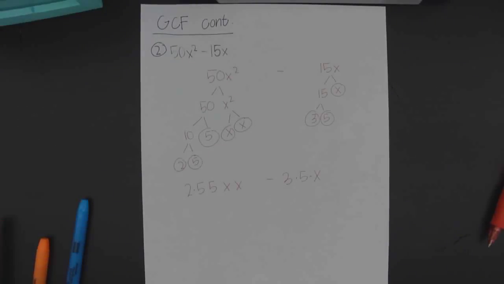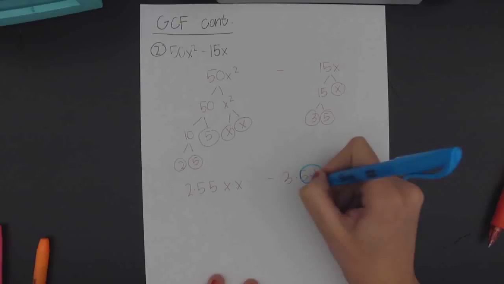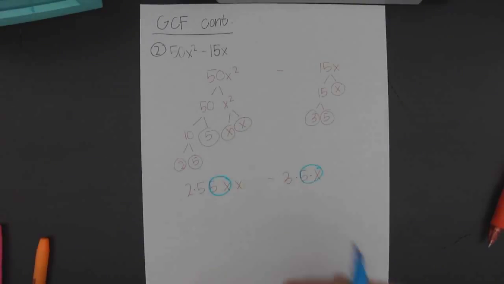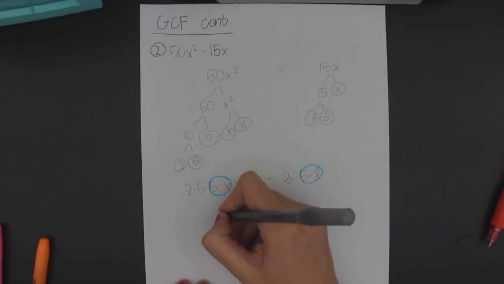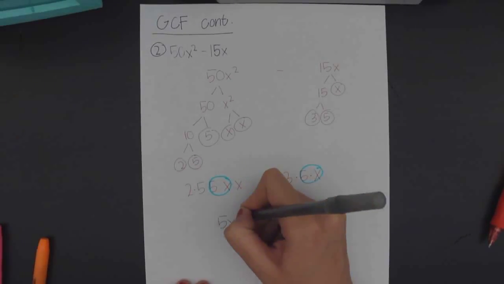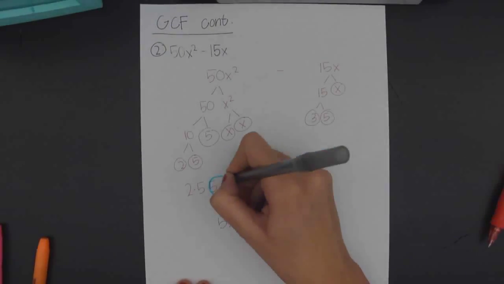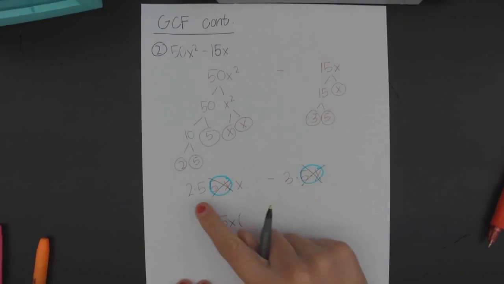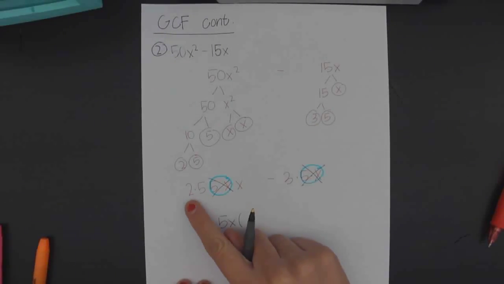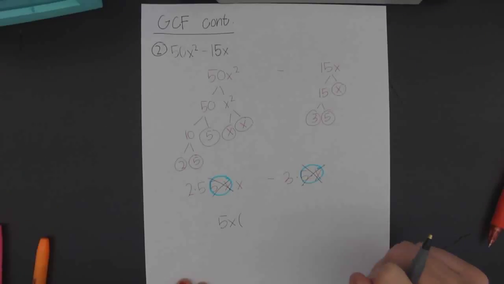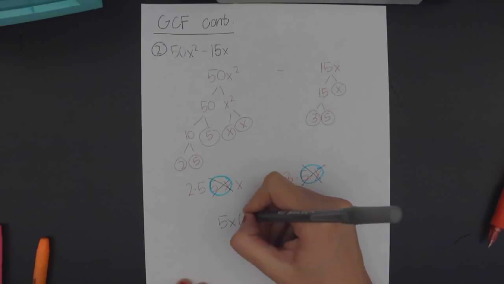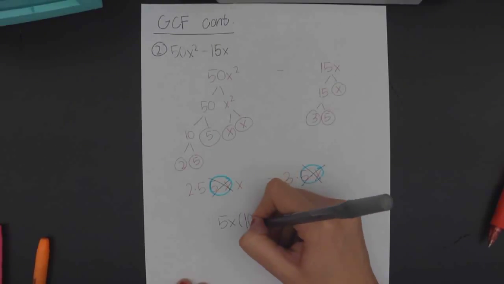I want to pull out what they have in common. So on this side, I see a 5 and an x, and on this side, I see a 5 and an x. Because 5 times x is just 5x, that is what comes outside of my parentheses. Now those two are gone. What do I have left on this side? 2 times 5 times x. 2 times 5 is 10, and I just keep my variable.